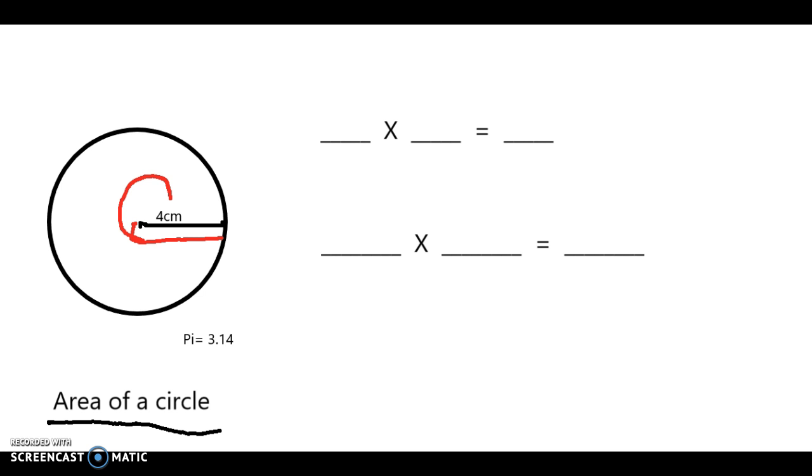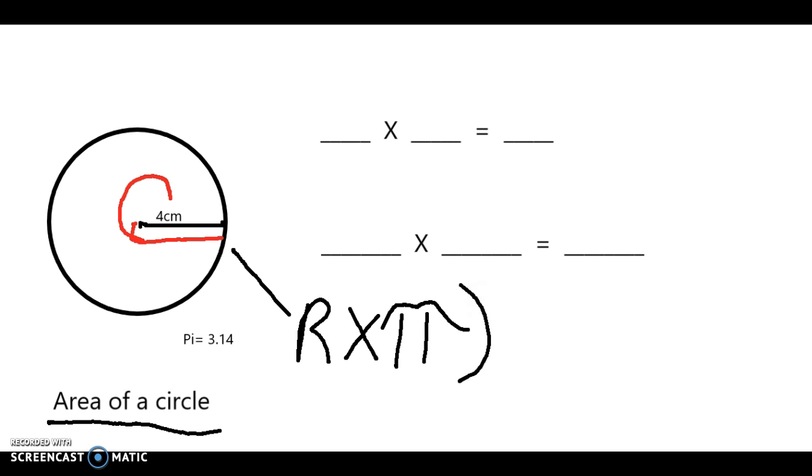Now, the formula for a circle is completely different from any other shape because it's a completely different shape. The formula goes something like r, which is the radius, times pi, that fancy term that all mathematicians know, and then we're going to put parentheses around those for visual, and square it. And that equals area.